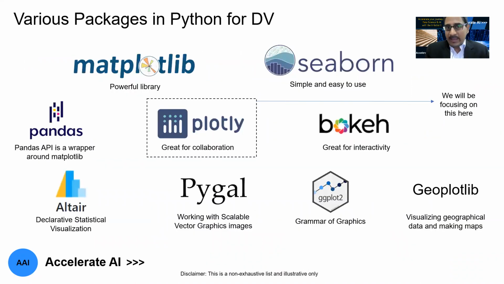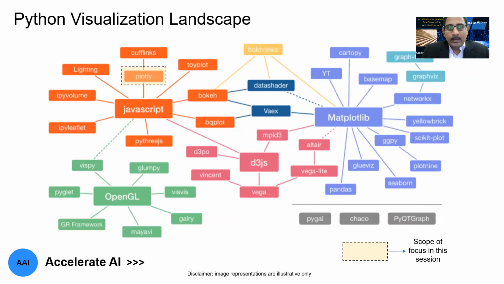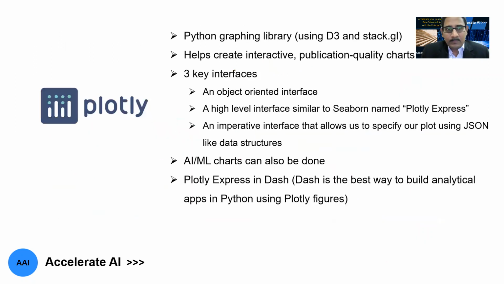Now, when we look at various packages in Python, as part of this series, we are going to cover some of the important ones. And as part of this session, we are going to focus on Plotly. When we look at the Python visualization landscape, Plotly is actually part of the JavaScript library. It's related to that. It's a graphing library using D3 and stack.gl. It helps create interactive and publication quality charts.